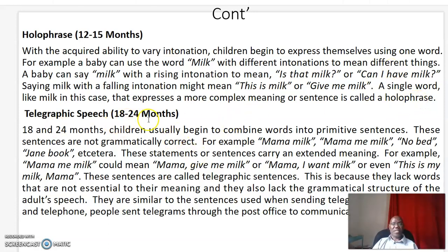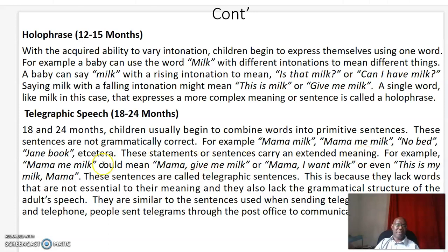Telegraphic speech sets in between 18 to 24 months. Between 18 and 24 months, children usually begin to combine words into primitive sentences. These sentences are not grammatically correct. For example, mama milk, mama me milk, mama no bed, Jane book, etc. These statements or sentences carry an extended meaning.